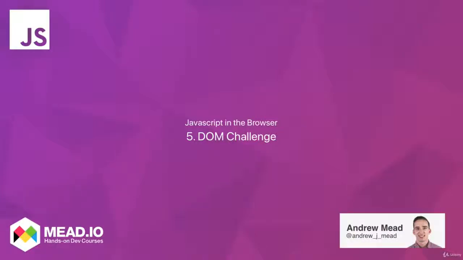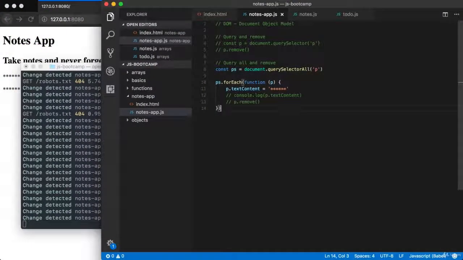In the last several videos, we spent some time getting a basic setup for the Notes application. We now have an HTML document in place, and we've connected some JavaScript to that to allow us to manipulate what the user sees. What we're going to focus on in this challenge video is you getting a similar setup for the To-Do application.